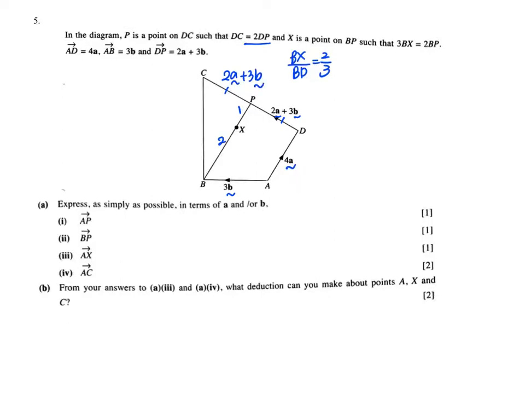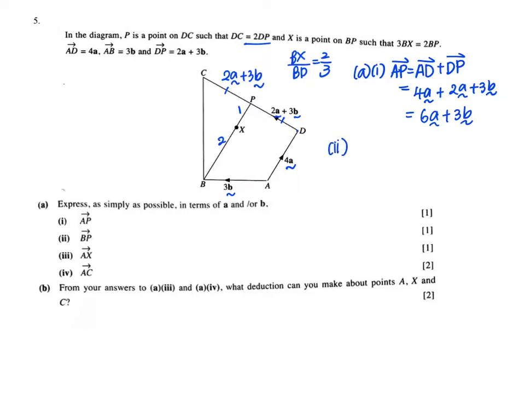Express as simply as possible in terms of vector a or vector b the vector AP. How to go from A to P? I'll travel from A to the point D, and then from the point D to P. AD is 4a, DP is 2a plus 3b. So I'll get a total of 6a plus 3b. Have you gotten the answer?